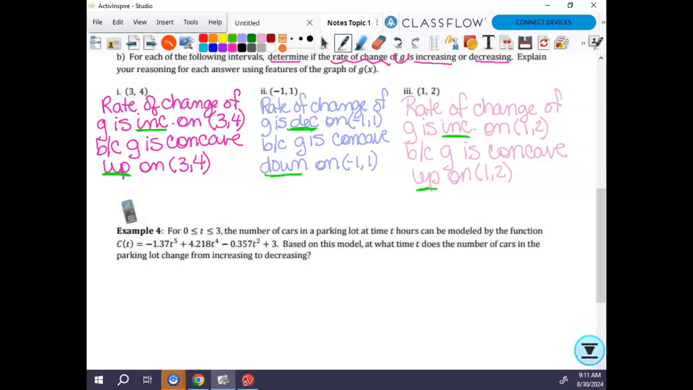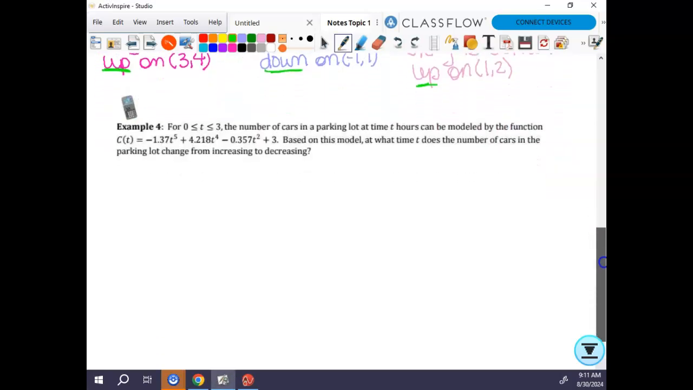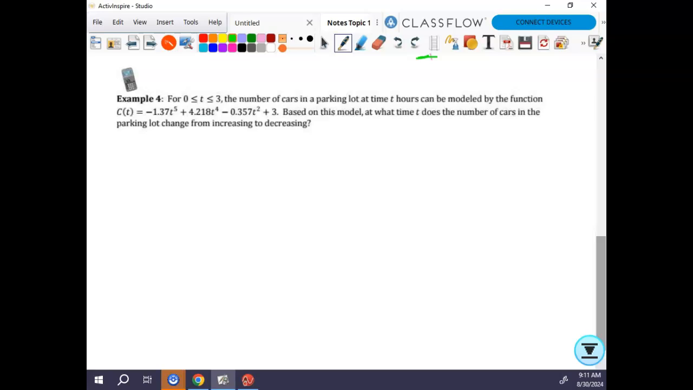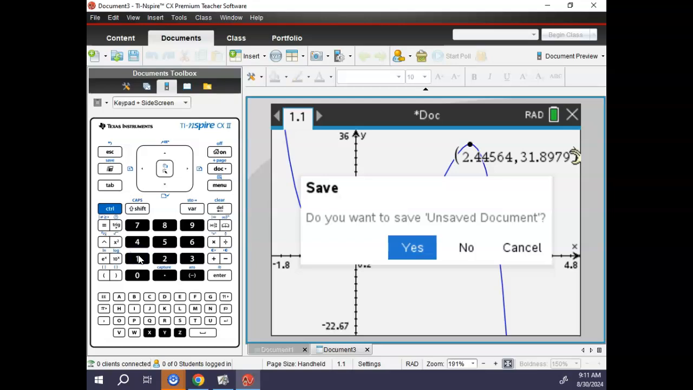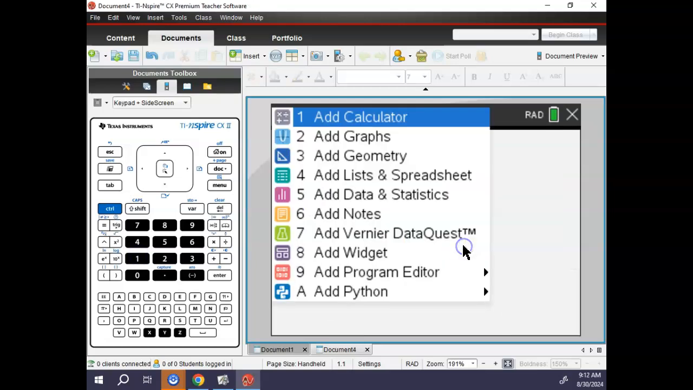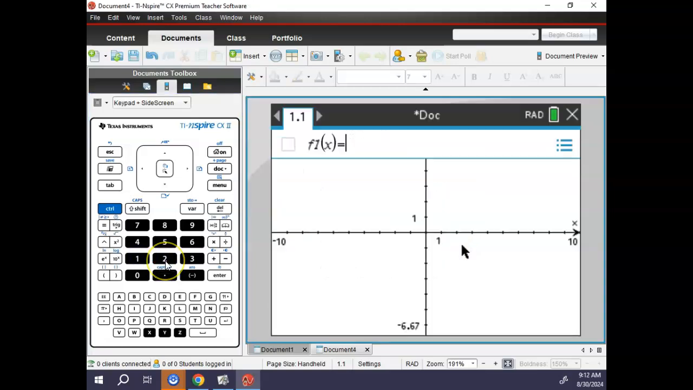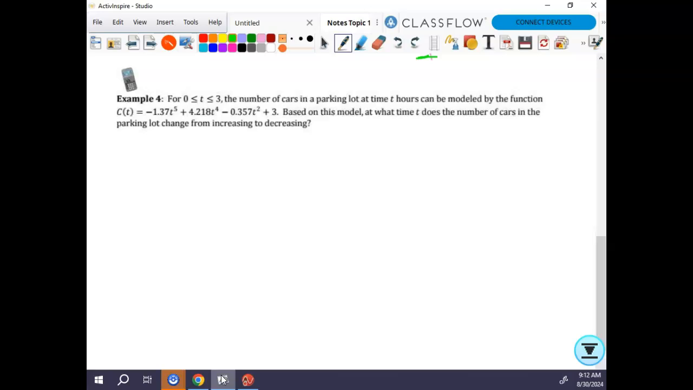Questions? Awesome. All right, so now we need our calculators. I can't scroll. There we go. So I want you to turn your calculator on. You get to the black screen, 1 for new, then no, and then we're going to add a graph. We don't need a calculator, but we need a graph. Okay? So while you're doing that, let's go read this.